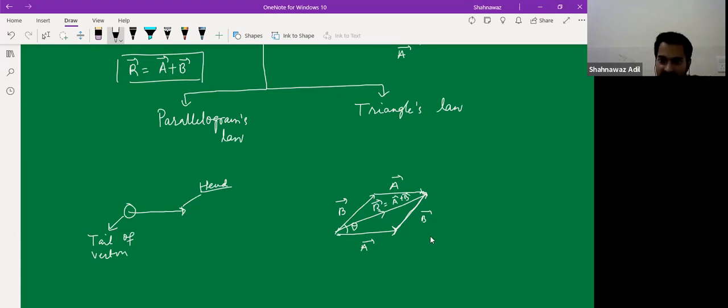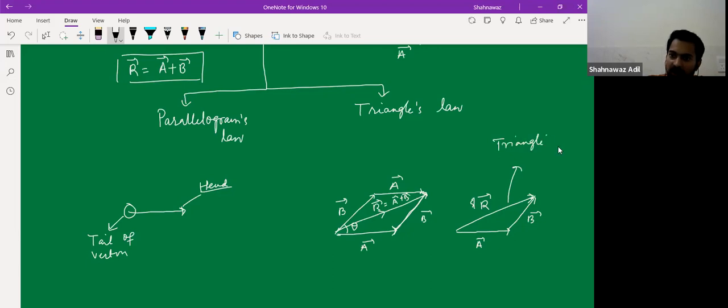And similarly, we have the triangle law. When you keep the tail of the other vector on the head of this vector, and you join the tail of this vector to the head of the other vector, this will give you the resultant. So this is the triangle law, and this is the parallelogram law. Any one you can choose.